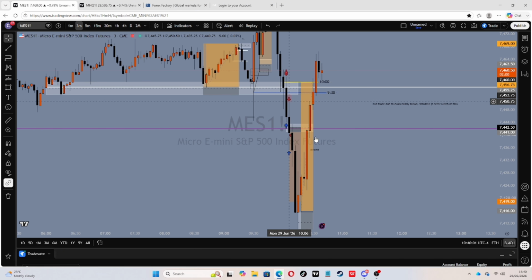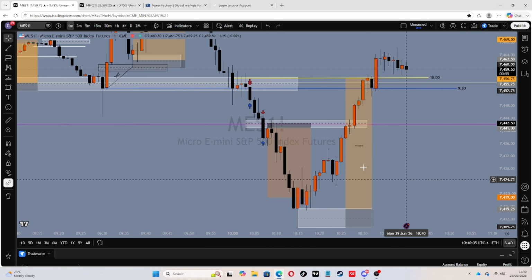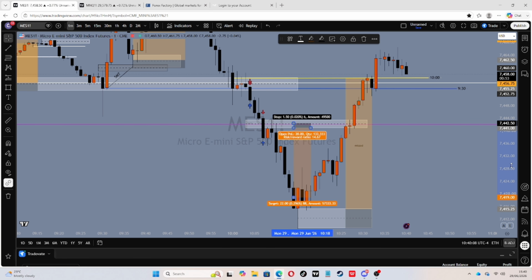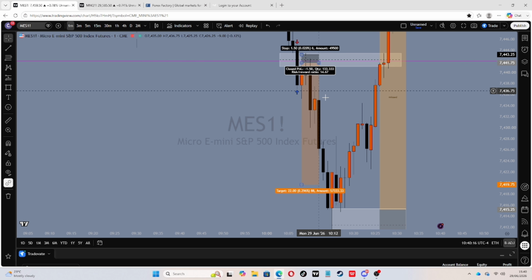Then the entry that I faded right here. I wanted to look for shorts, and we got the setup right here. 1 minute gap retested, rejection block, touch the CE, dump down 40 points.